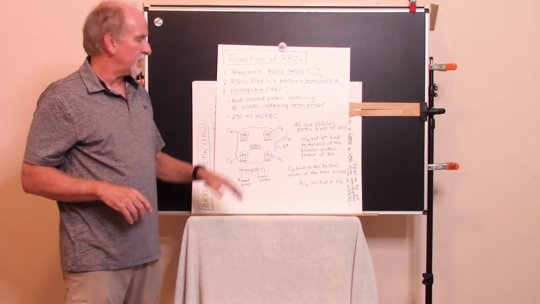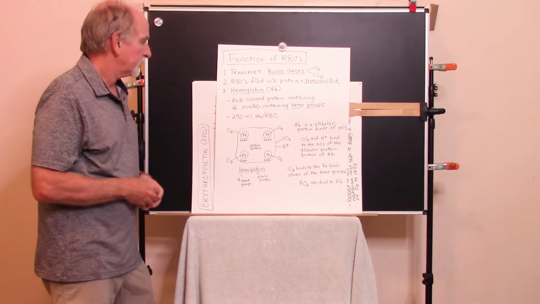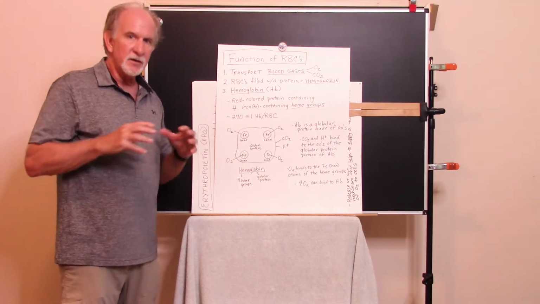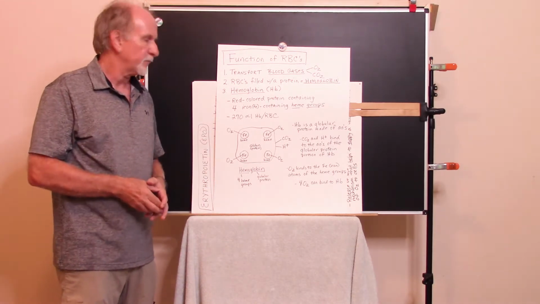Now, carbon dioxide and hydrogen ions will also bind to hemoglobin. They bind to the amino acids of the protein portion of hemoglobin.